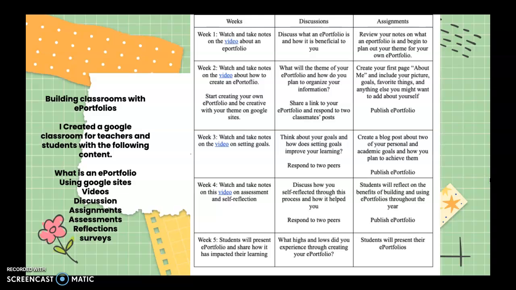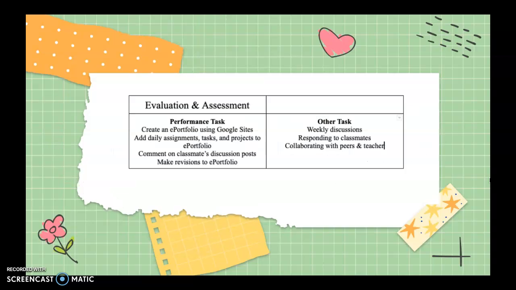Week 3 will focus more on goal setting, and they'll have a discussion post and an assignment. Week 4 will be on self-reflection and assessment. They'll do another discussion post and assignment. And then week 5 will be students presenting their ePortfolio with what they've gotten so far. So in each week, there will be a lesson, discussion, assignment, assessment, and reflection for each week that we go about this course.